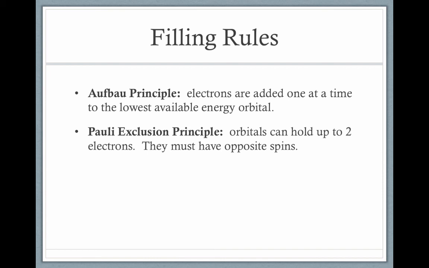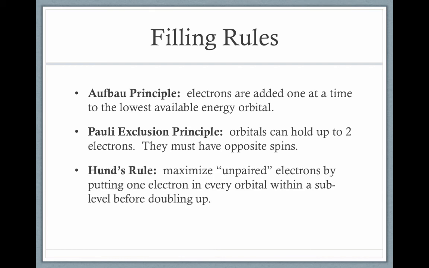Then we have the Pauli exclusion principle. This tells us that orbitals can hold up to 2 electrons and that they must have opposite spins. We represent opposite spins by arrows pointing in opposite directions. This implies that the electrons have opposite spins.